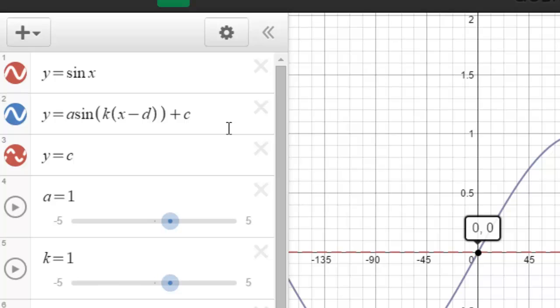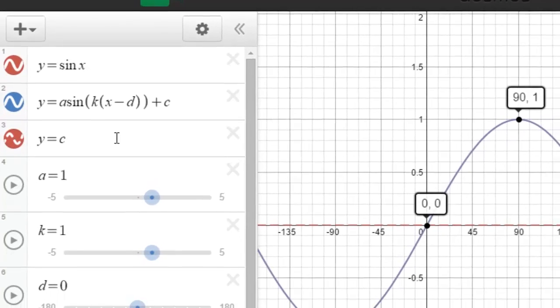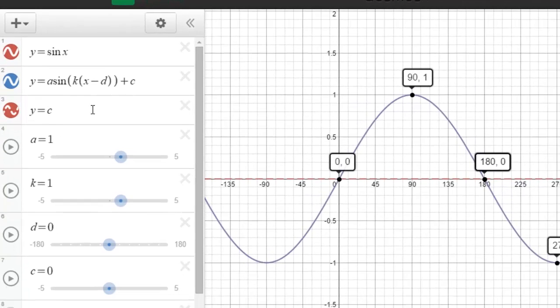We also want to keep in mind that any transformations that are related to x values are always backwards to what we think they should be when we look at the equation. I've also included an equation for our horizontal axis. You'll also notice on the left that I have 4 different sliders that I'm using with Desmos that can slide the values of a, k, d, and c to different values. And we're going to see what happens when we change those sliders.